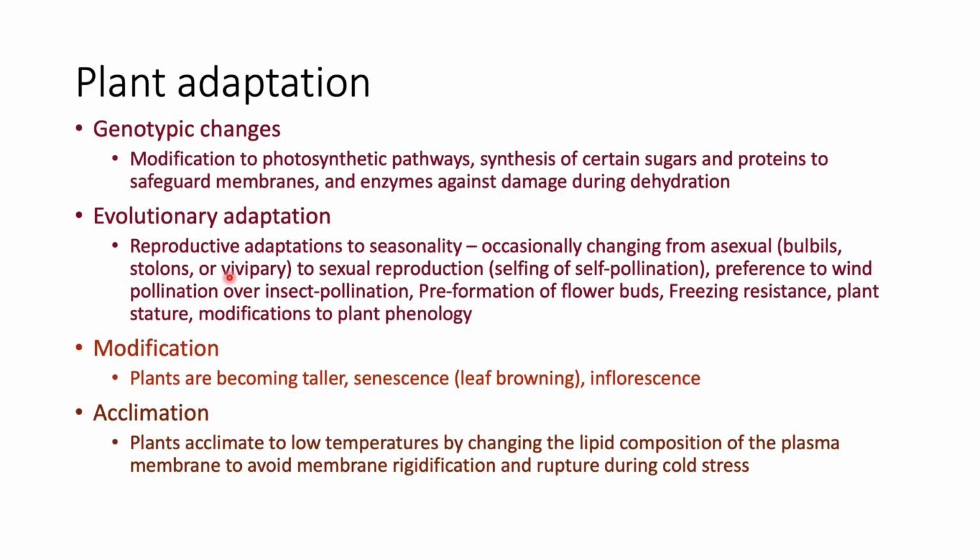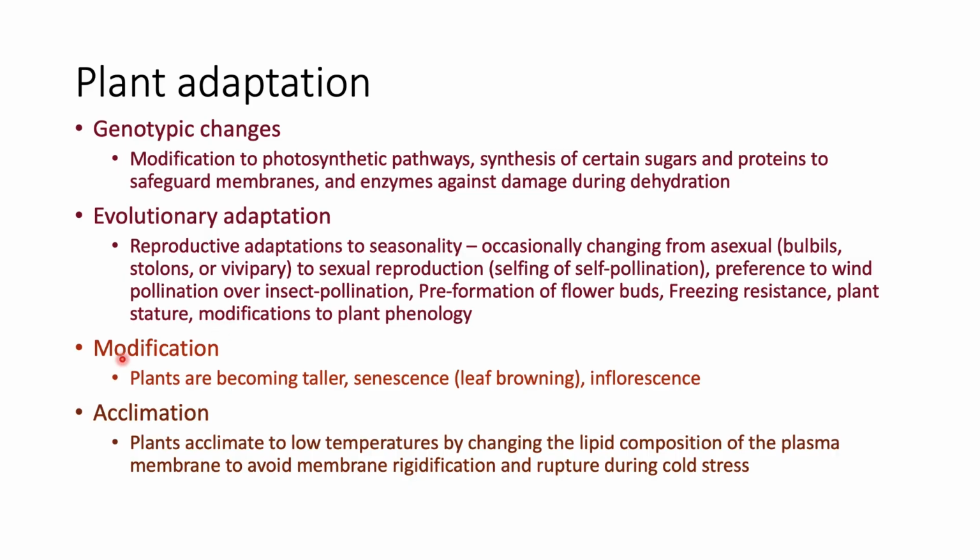Then we also have evolutionary adaptations: reproductive adaptation to seasonality, occasionally changing from asexual reproduction, that is bulbils, stolons or vivipary, to sexual reproduction, that is selfing or self-pollination, and a preference for wind pollination over insect pollination, because there are hardly any insects in the Arctic region. Pre-formation of flower buds happens in the early spring melt. Freezing resistance, plant stature, and modification to plant phenology.